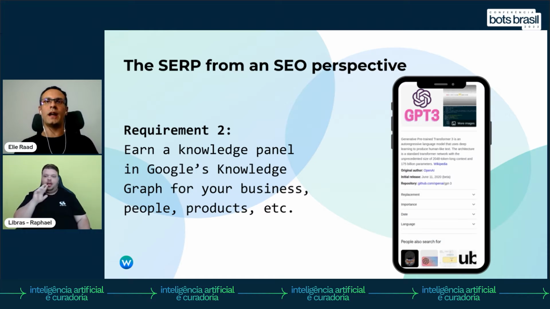We want to have a knowledge panel. The knowledge panel is not for every entity, but every SEO would love to earn a knowledge panel on Google for the business, for the website, for the people of the company, for the product. GPT-3 is a product, so in this case, it's a knowledge panel for a product, an OpenAI product.